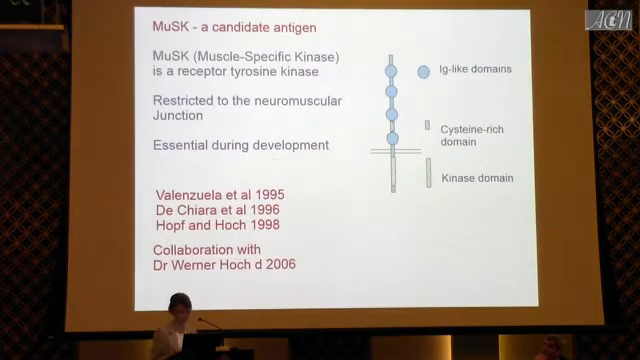So MuSK is a proper antigen, a new antigen, or relatively new antigen at the neuromuscular junction. It's a muscle-specific kinase. It's restricted to the neuromuscular junction, and it's very important during development and for maintenance of the neuromuscular junction in adult life. And there's a lot of very basic and very beautiful work done on this protein.